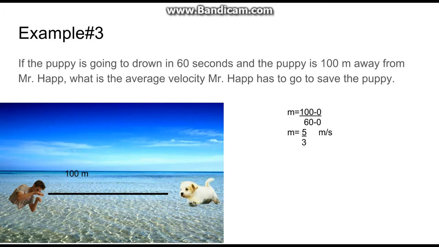So first of all, we just find the change in y over the change in x, which is 100 divided by 60, and we get m is equal to 5/3 meters per second. Now we're going to go into our next real world scenario.